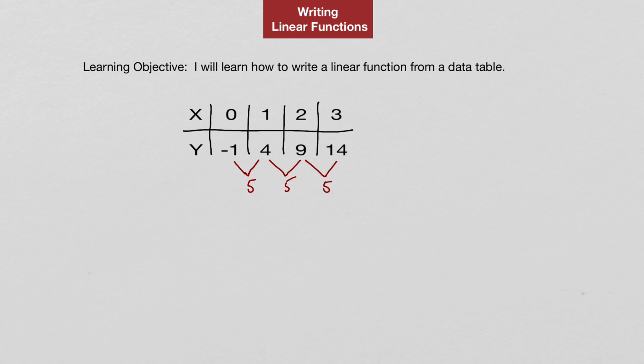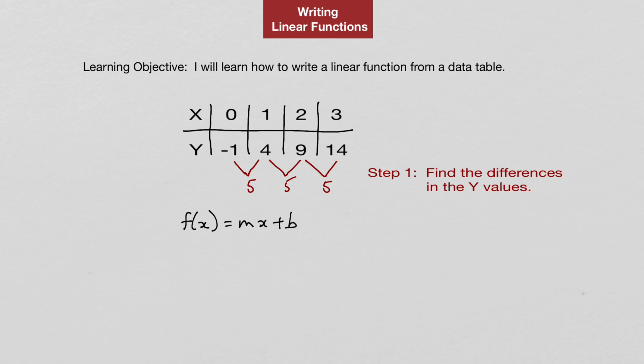So when we see that these differences are identical, meaning they're exactly the same, then we know that this is a linear function. So there's step 1. The next step is to take this difference, or in this case the number 5, and put that in the following equation.